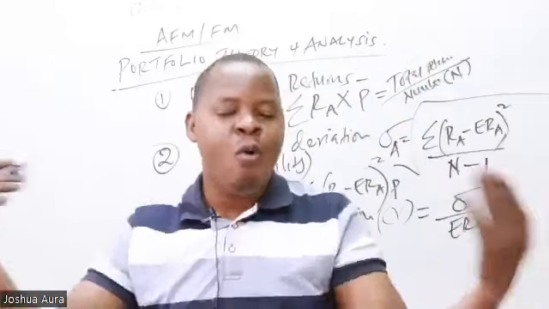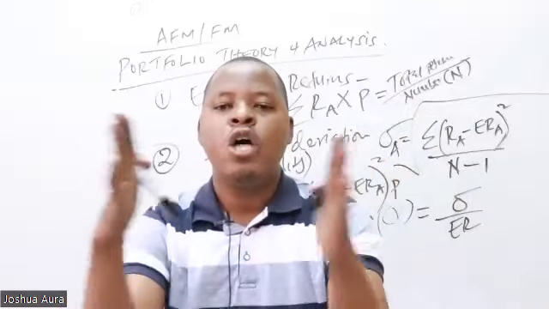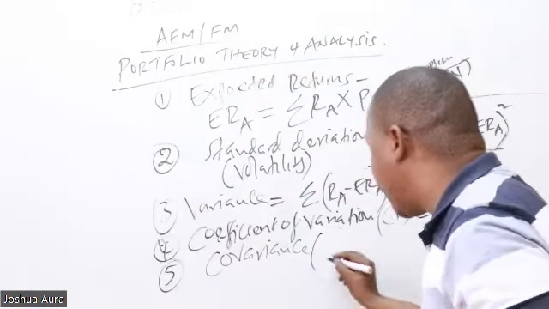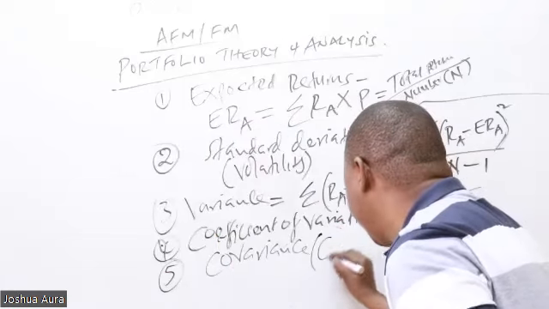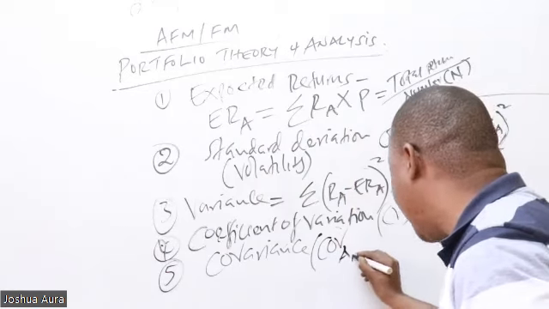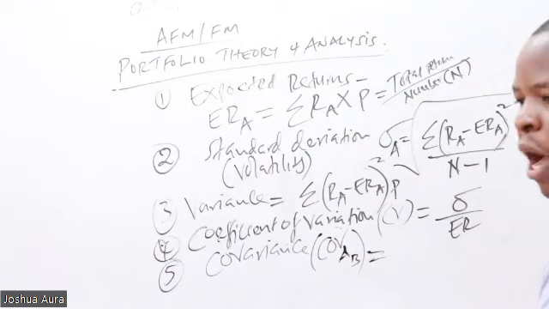Covariance, just co-variance. You are combining two securities. So how do you calculate covariance? Abbreviated as COV. This is covariance of security A and B. So this is how you do it, guys.